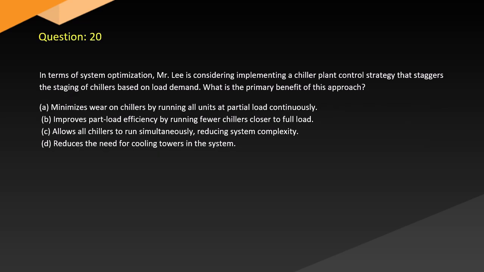Question 20. In terms of system optimization, Easterly is considering implementing a chiller plant control strategy that staggers the staging of chillers based on load demand. What is the primary benefit of this approach? A. Minimizes wear on chillers by running all units at partial load continuously. B. Improves part load efficiency by running fewer chillers closer to full load. C. Allows all chillers to run simultaneously, reducing system complexity. D. Reduces the need for cooling towers in the system.